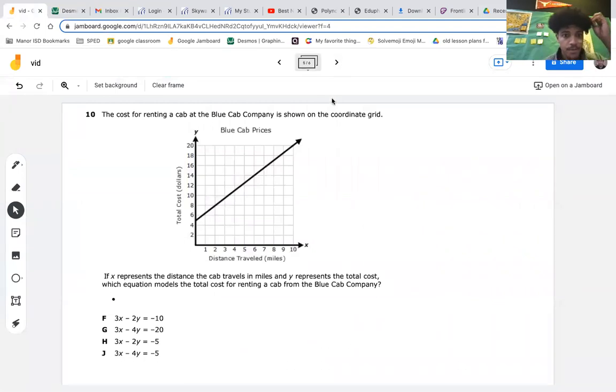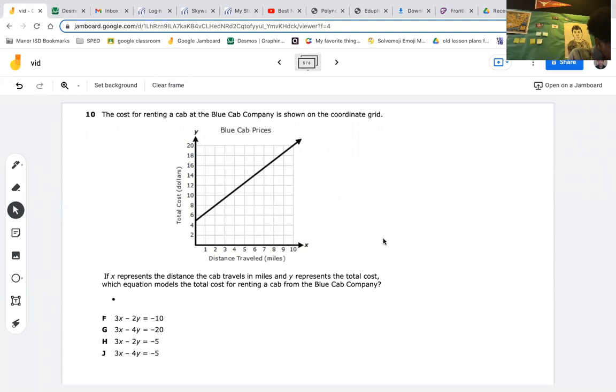The last two. So if x represents the distance the cab travels in miles and y is the total cost, which equation models the total cost for renting a cab from the blue cab company? So you could get the equation the same way I just showed you. You would just need to look at 2 points on this graph.